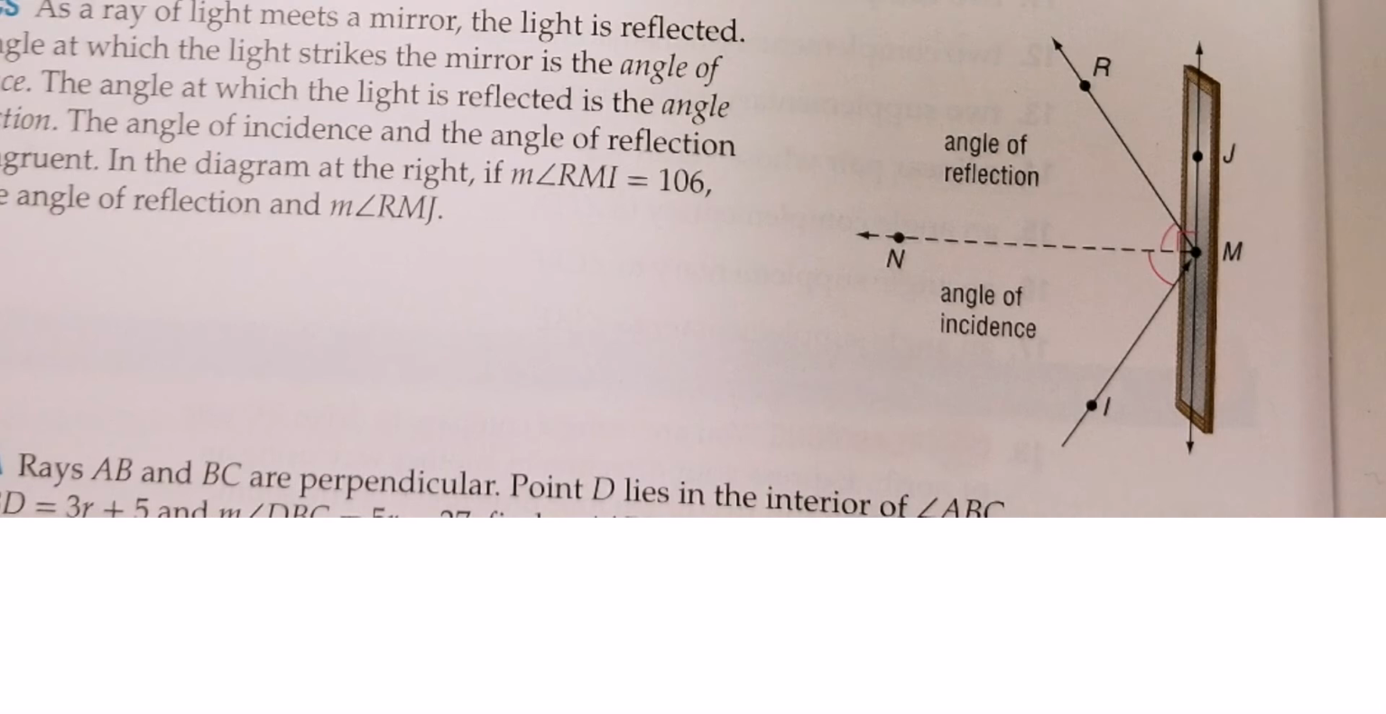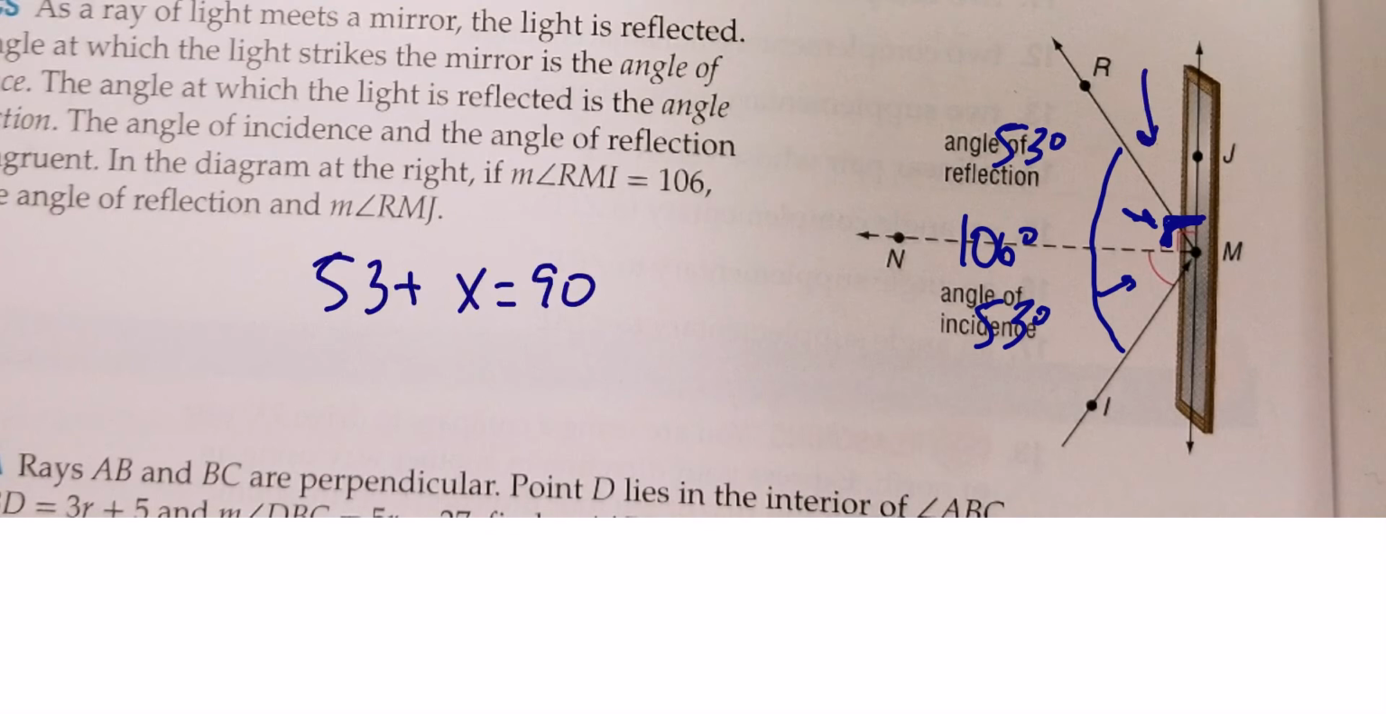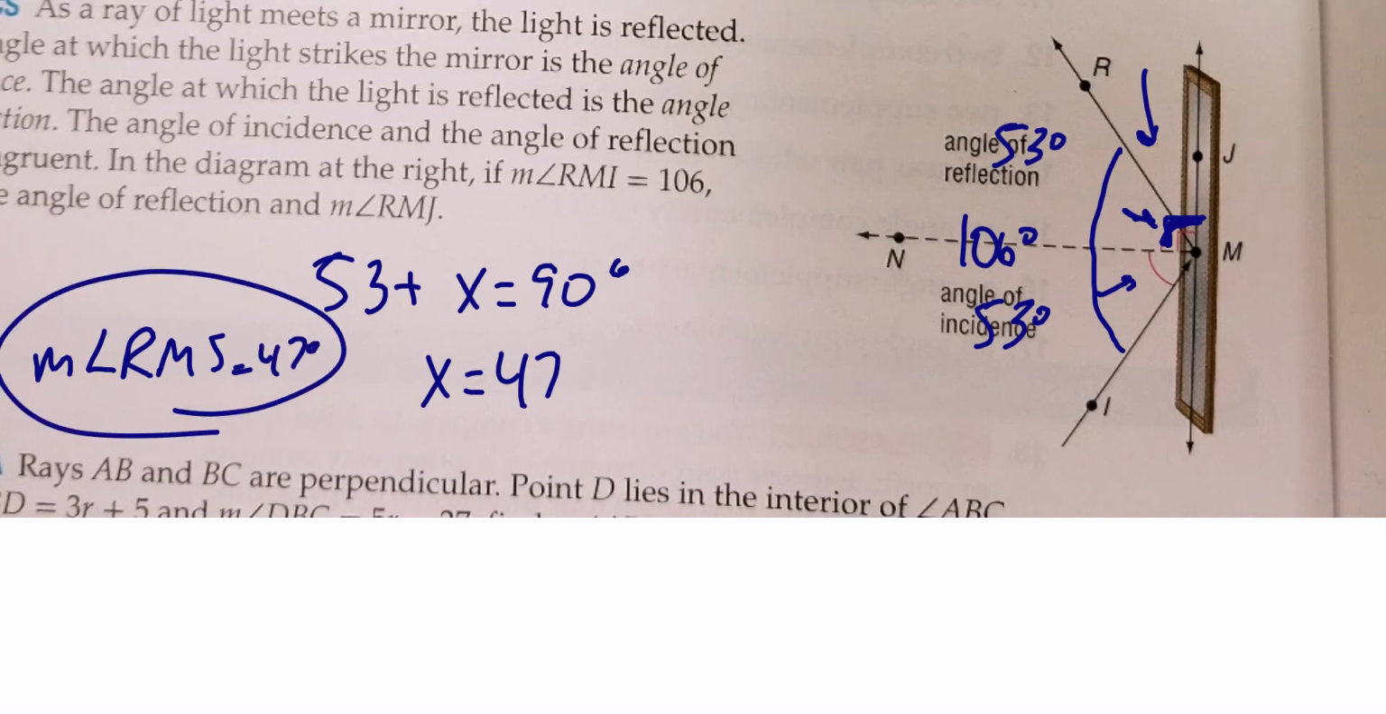Alright, so this problem is actually not as hard as it looks. All those words confuse everybody. What you really need to know is that this angle right here is 106 degrees. If this angle and this angle are congruent, that means this one has to be 53 degrees and this one has to be 53 degrees. This says it's a right angle, so that means 53 plus x is going to be 90 degrees. So to find RMJ, to subtract, I get x equals 47. So the measurement of angle RMJ equals 47 degrees. And that's it. Pretty simple.